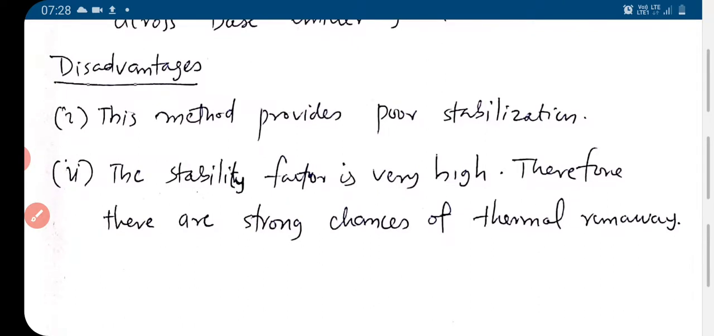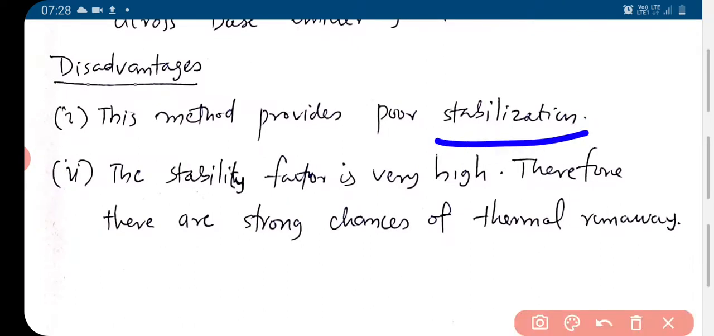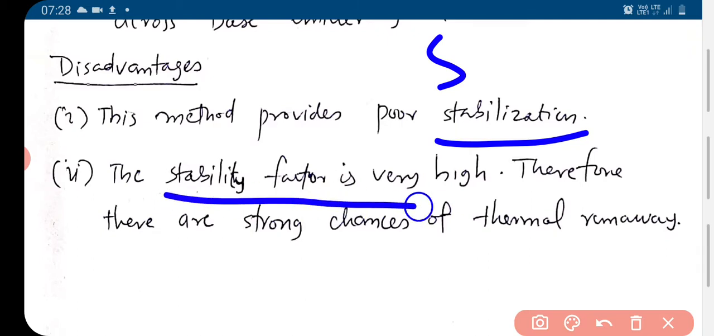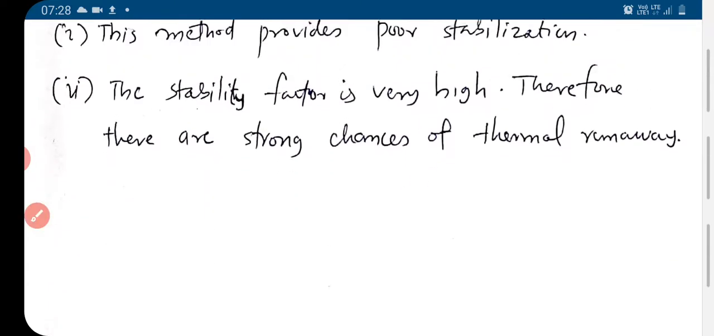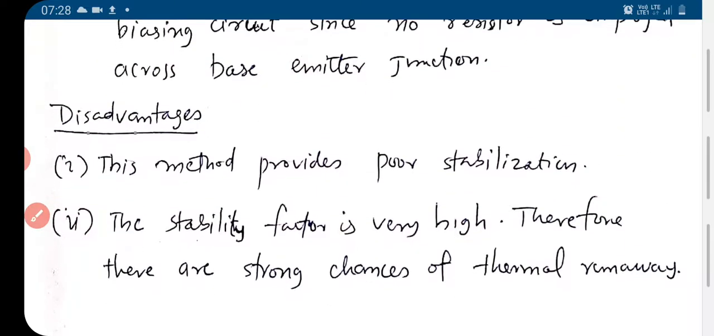Disadvantages: this method provides poor stabilization. The stability factor is very high, more than 25. Therefore there are strong chances of thermal runaway. So although the base resistor method provides the biasing, the stabilization is very poor. The base resistor method is seldom used, or very rarely used, because the stabilization is very poor.